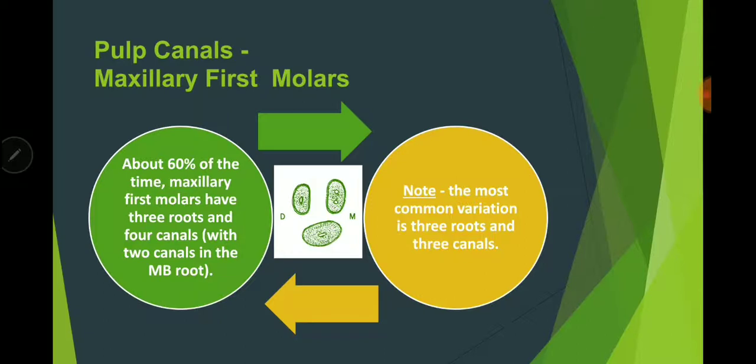And 60% of the time, maxillary first molars have 3 roots and 4 canals, with 2 canals in the mesial root. Okay, so that's the MB1, MB2. So the most common variation is the 3 roots and 3 canals. All right. So normally you have 3 roots and 4 canals. Okay, but when there's variation, most of the time you see 3 roots and 3 canals.